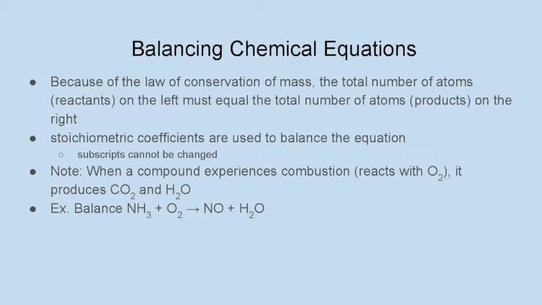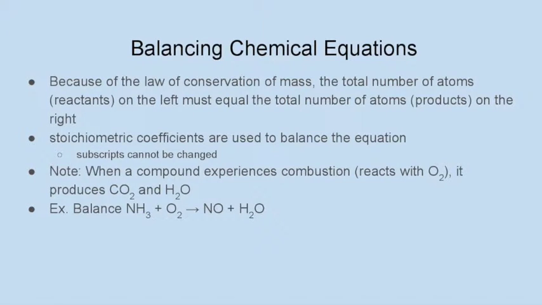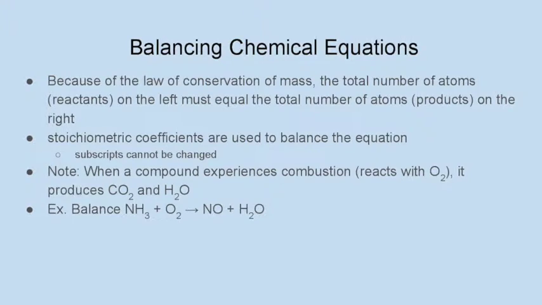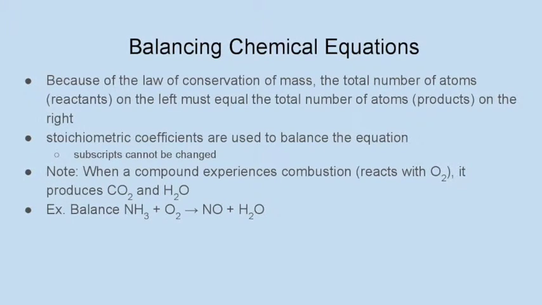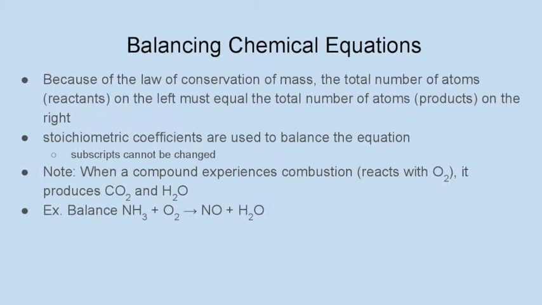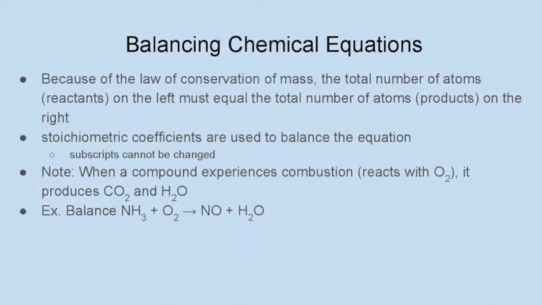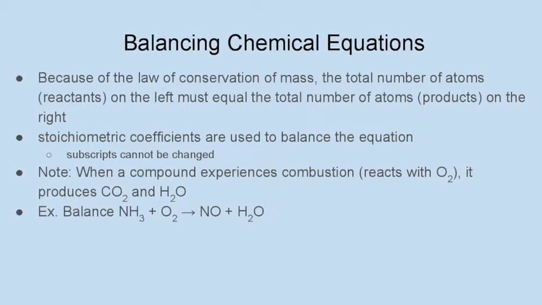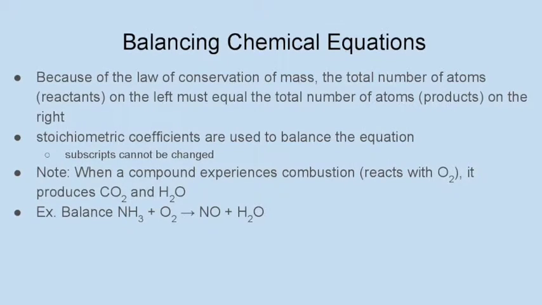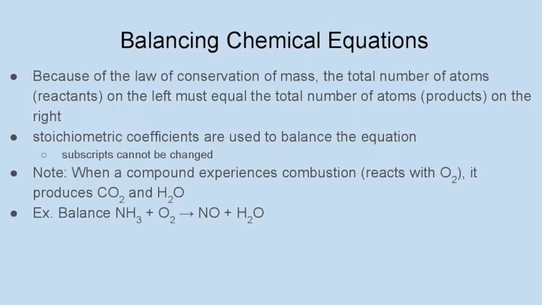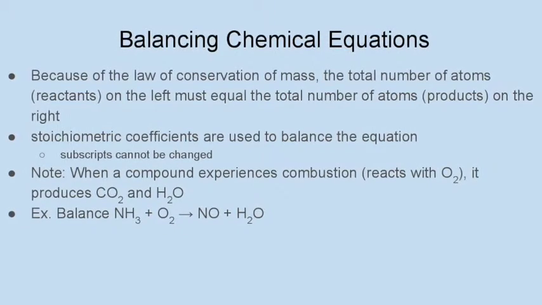An important concept to remember when balancing chemical equations is that because of the law of conservation of mass, the total number of atoms on the left, the reactants, must equal the total number of atoms on the right, the products. To do this, we use stoichiometric coefficients, which are numbers that we add to the front of each compound to try to balance the equation on both sides. An important rule to remember, however, is that subscripts cannot be changed. So for instance, if we are given the compound H2O, the 2 cannot be changed at all. We can only add coefficients to the front of the compound.